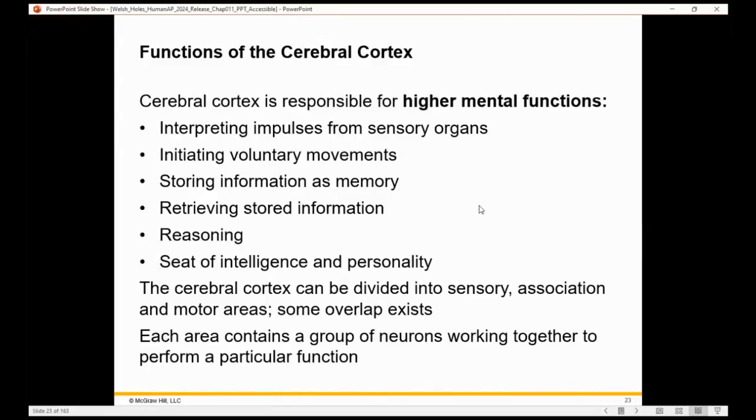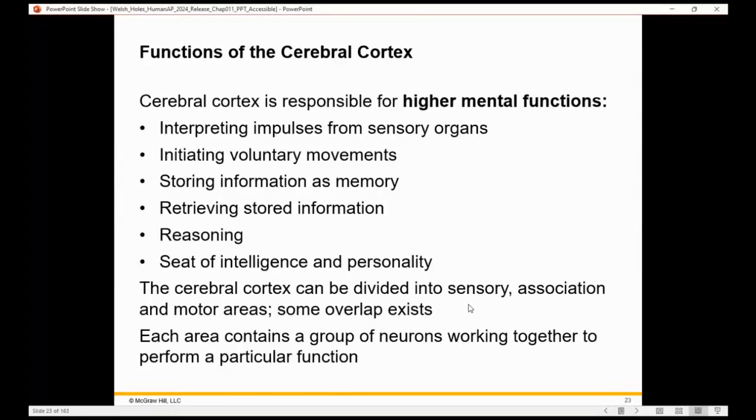Functions of the cerebral cortex, the most outer part of the cerebrum. The cerebral cortex is responsible for the higher mental functions, like interpreting impulses from sensory organs, initiating voluntary movements, storing information as memory, retrieving stored information, reasoning, and it is the seat of intelligence and personality.